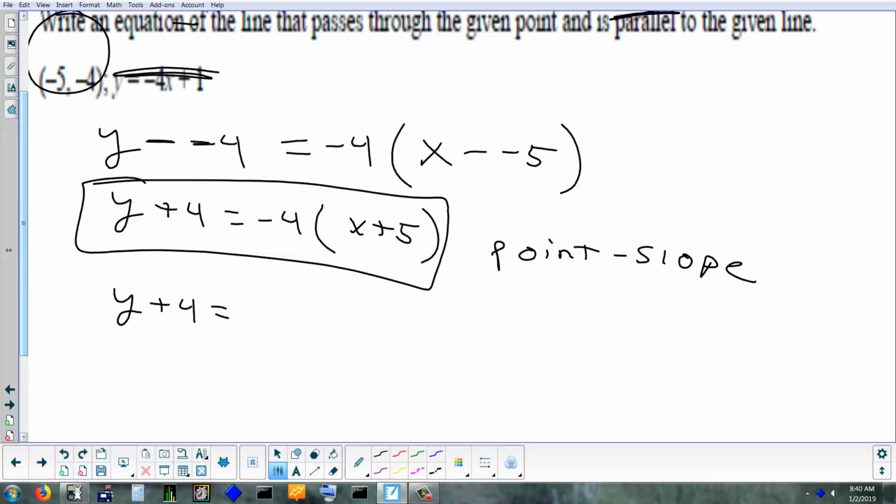Y plus 4 equals, what's -4 times x? You can't do anything with that. What's -4 times 5? -20. It's -20 because when you multiply negative times positive, it's always negative. Now, this equation you have right here, it's like in the middle. It's not slope-intercept, it's not point slope, it's halfway between the two.